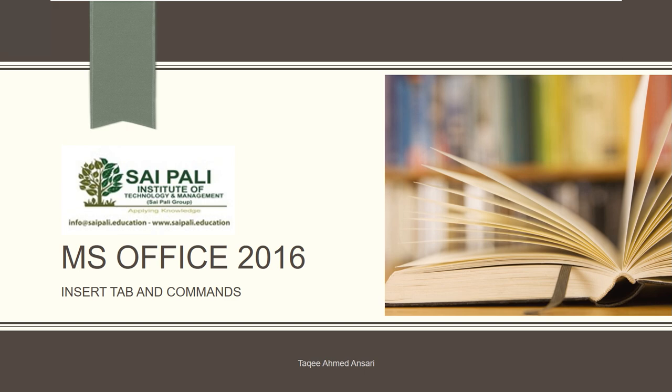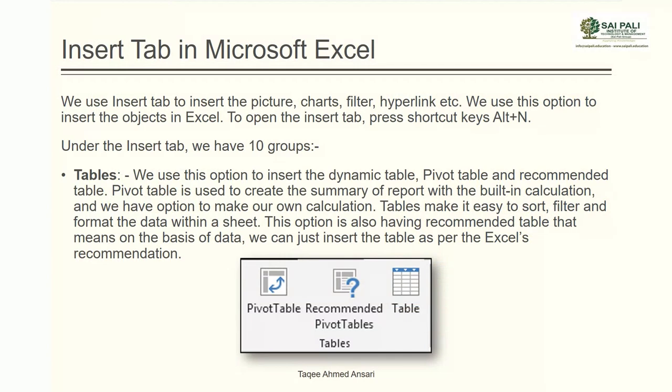Hello friends, in this video we will see the Insert tab and commands of Microsoft Excel 2016. Now this Insert tab we use to add the picture, chart, filter, hyperlink, etc. in our worksheet. We use these options to insert the objects in Excel. To open the Insert tab we can also use the shortcut key Alt N.